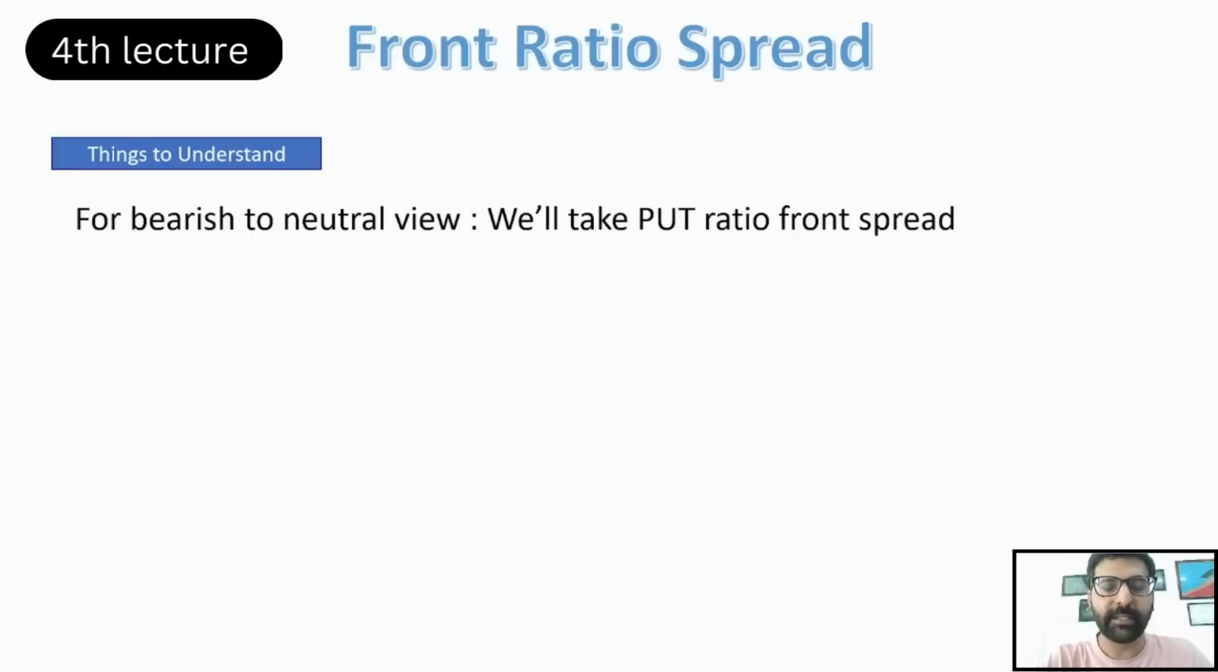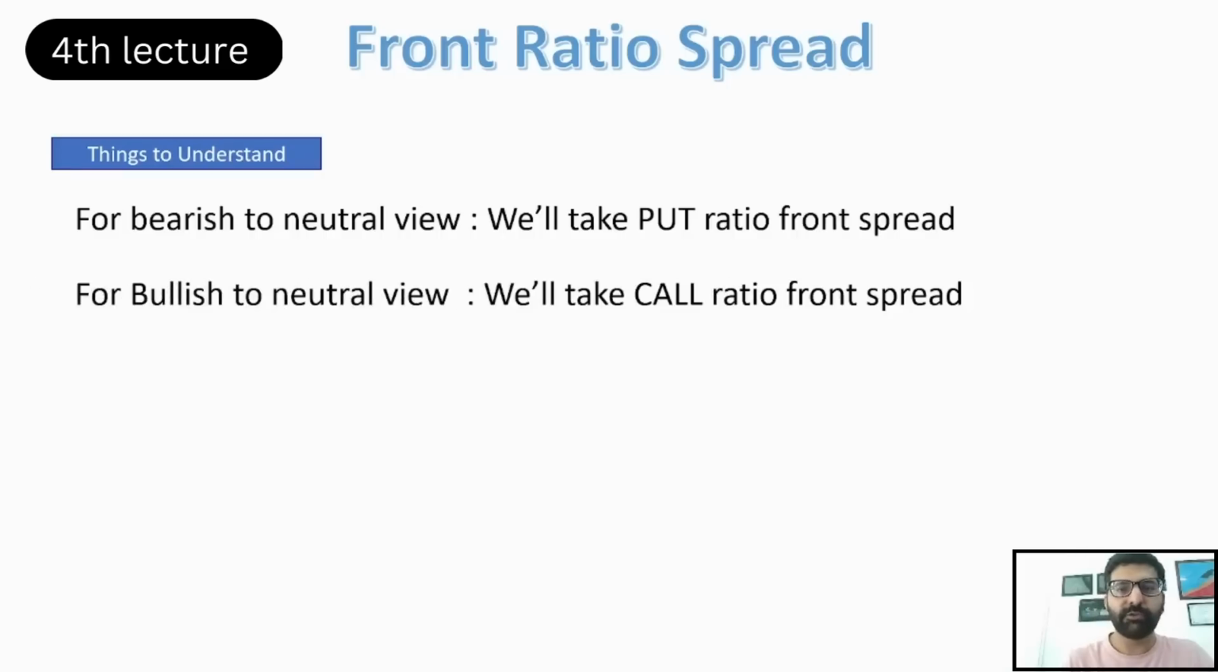right? So we create a ratio spread whenever we have a neutral to slight directional view, right? If we have a very strong directional view, then probably we would avoid creating ratios. But if our view is that there will be a small amount of movement or the markets will remain there, that is where we create the ratio spread, right?